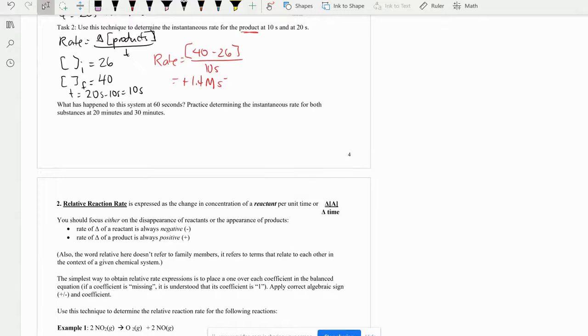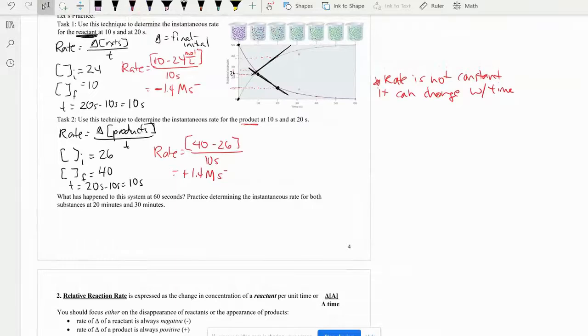And so lastly, before we learn about relative reaction rate, I wanted to ask what happened to this system at 60 seconds? Yes, you're going to need to go back and look at your data. And I want you to practice determining the instantaneous rates for substances at 20 minutes. And actually, this, you guys, is supposed to say seconds. I apologize. These are supposed to say seconds. So why don't you get some practice and maybe go and do some different time intervals to see if you can get the rate of the reaction when you've got a nice curve there, not when it's flattened out or the reaction completes, okay?